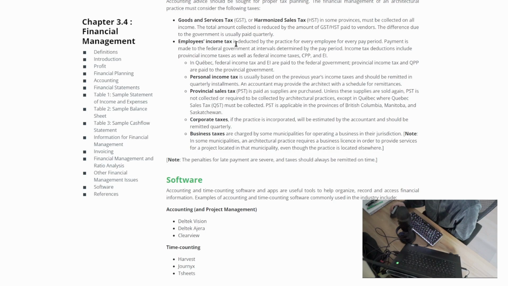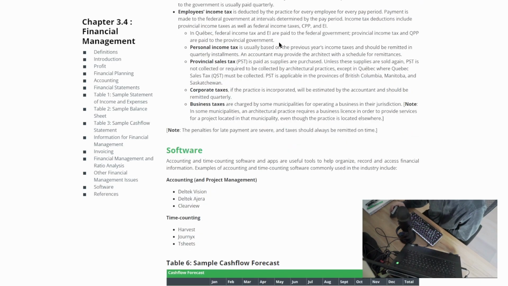Employees' income tax is deducted by the practice for every employee for every pay period. Payment is made to the federal government at intervals determined by the pay period. Income tax deductions include provincial income taxes as well as federal income taxes, CPP and EI. In Quebec, federal income tax and EI are paid to the federal government. Provincial income tax and QPP are paid to the provincial government.